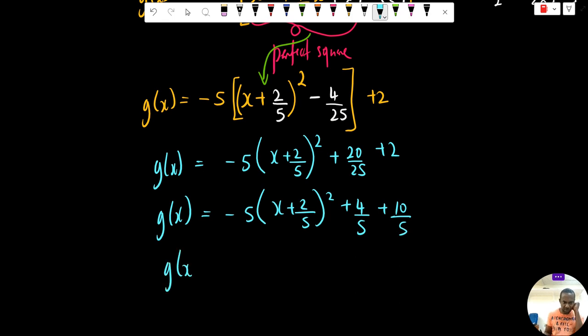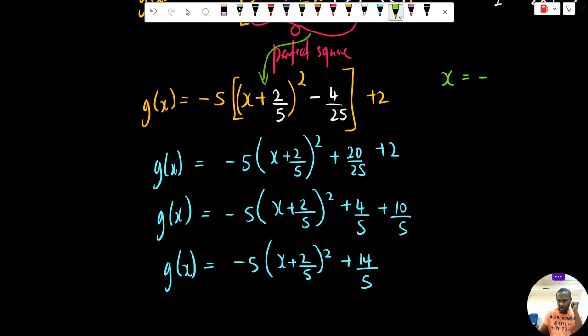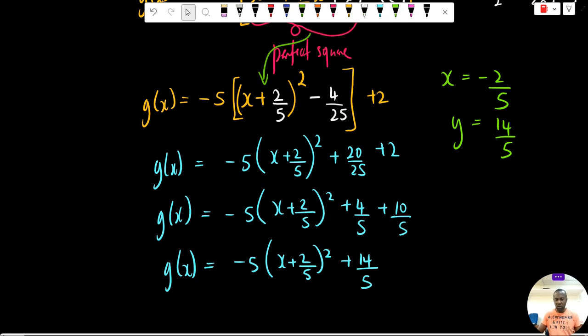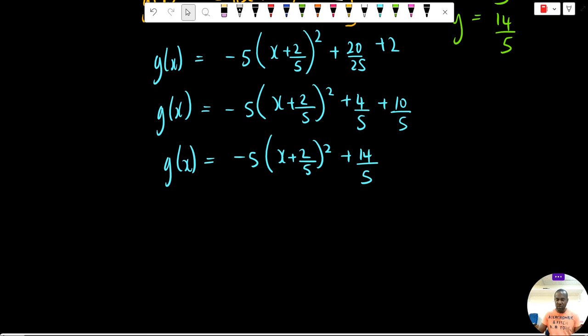And so we've gotten g of x is equal to minus 5 bracket x plus 2 over 5 all squared plus 14 over 5. And of course, if we do a quick comparison with the value we got from before, what did we get? We got that our x-coordinate of the turning point is minus 2 over 5, and the y-coordinate, of course, is 14 over 5. So this is what completing the square allows us to do. It allows us to basically just read off the turning point of the quadratic.